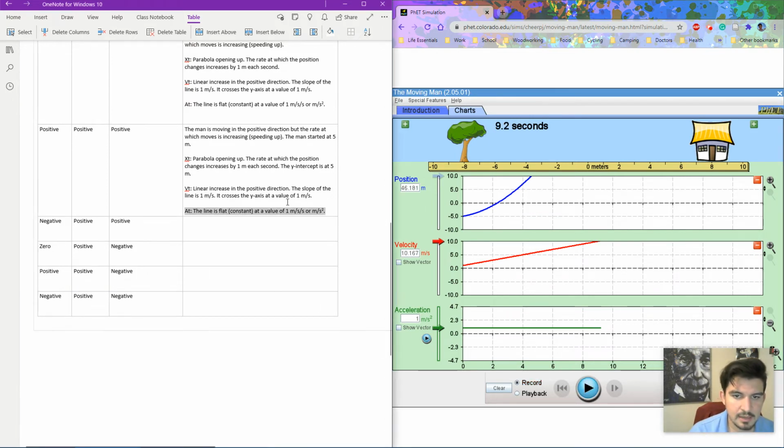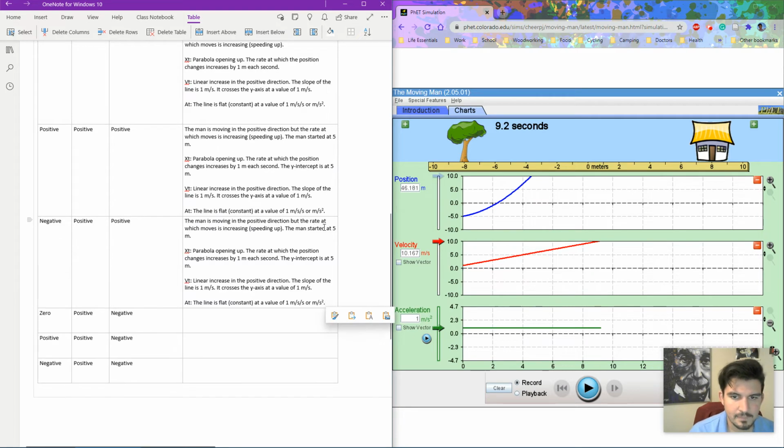Okay, so again, everything is exactly the same. We would say that the man started at negative 5 meters, which means that the y-intercept is at negative 5 meters. The slope of the line of the VT graph is still 1, and it still crosses the y-axis at 1 because that was our starting velocity. We can see that the acceleration time graph has a flat constant value of 1.